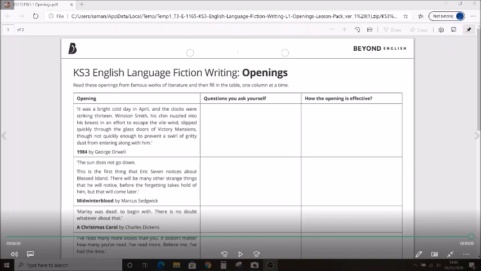As I say, take 3 or 4 minutes and just write down some notes on how that opening is effective. It's made you ask those questions. How is that effective in terms of getting you to read onwards?